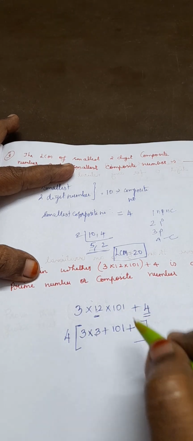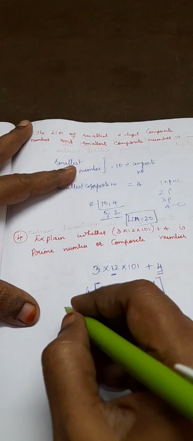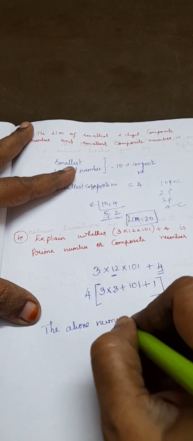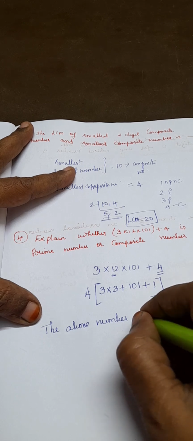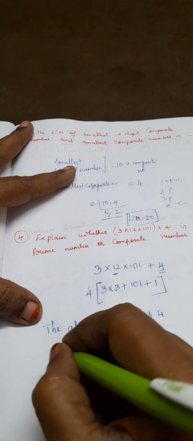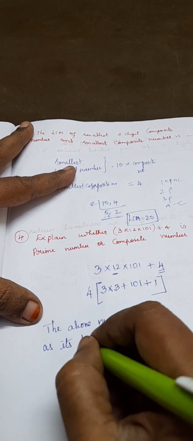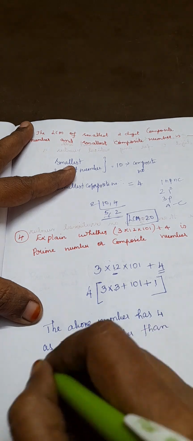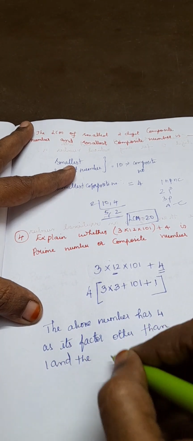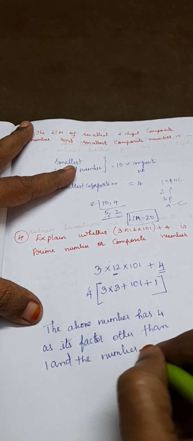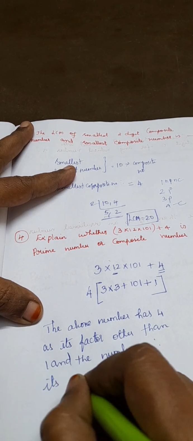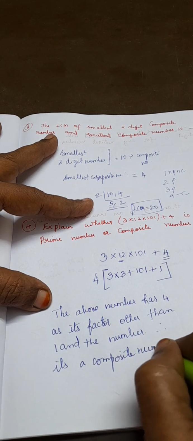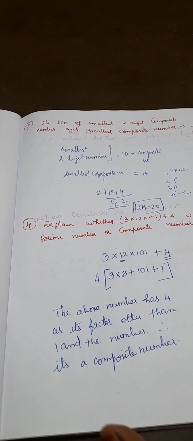Now when you multiply, 3 fours are 12, you will get 4 as a factor. See, the above number has 4 as its factor other than 1 and the number. Therefore, it is a composite number. Is it clear? Shall we go to the next problem?